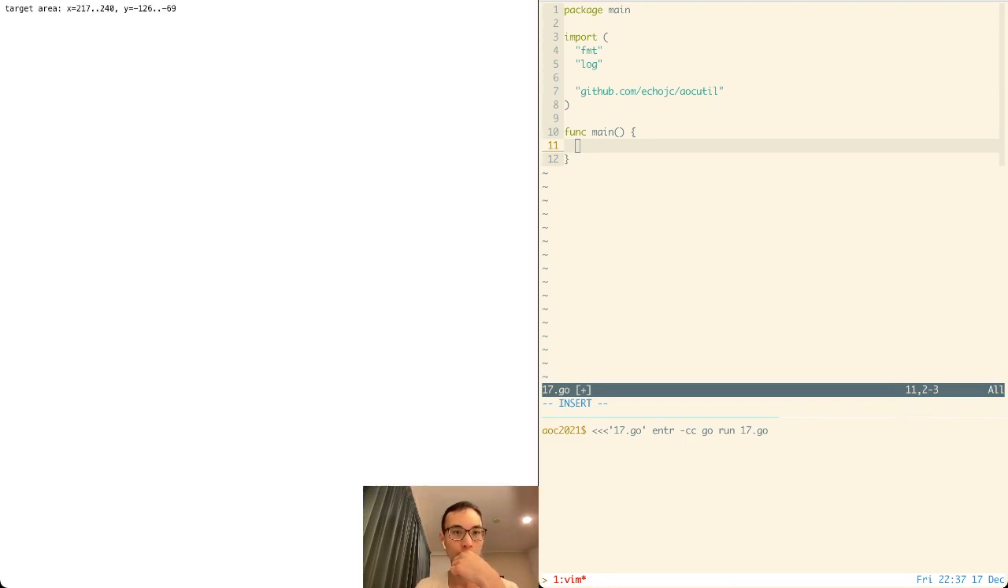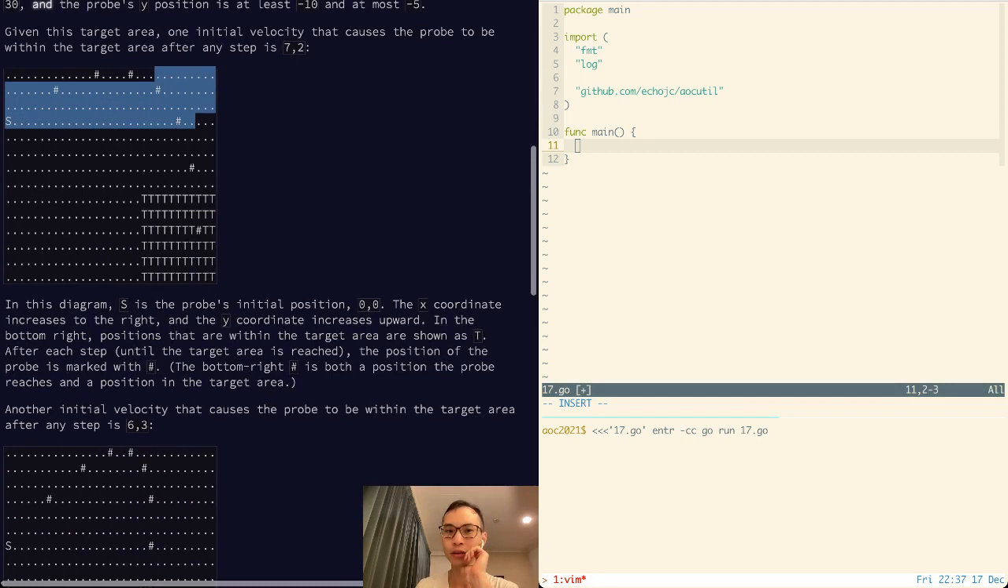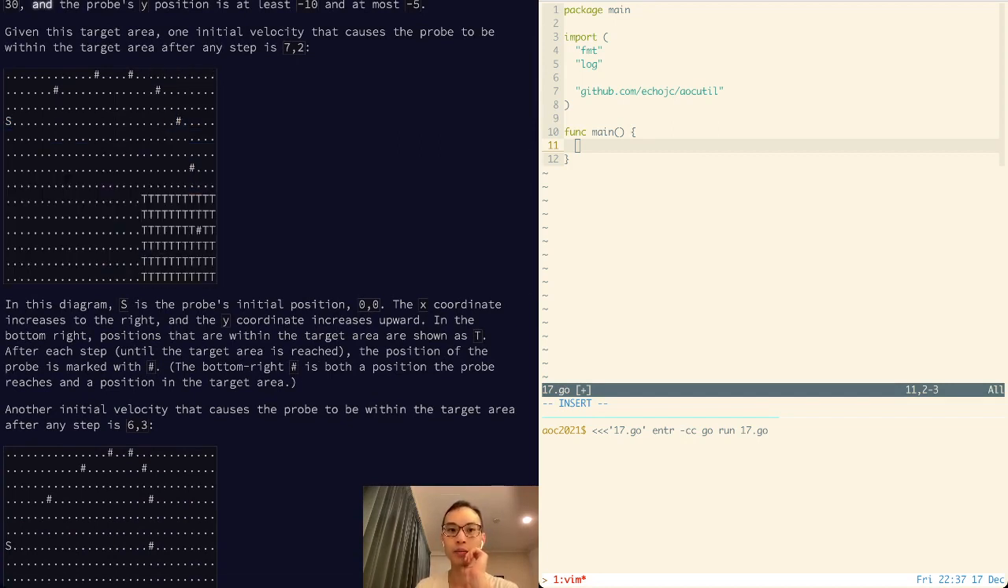Okay, what's my input? Minus 126. So doesn't that mean that my initial y velocity just has to be 125? Because then this step here will be minus 126, which is the biggest it can be. In which case, is my answer just this?